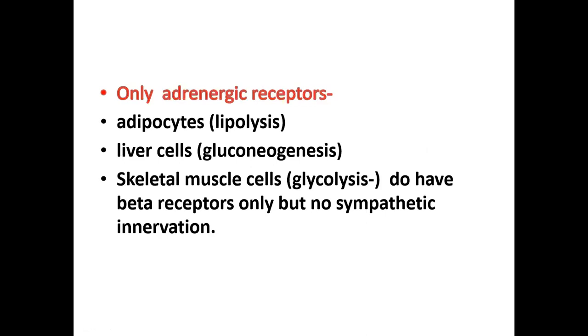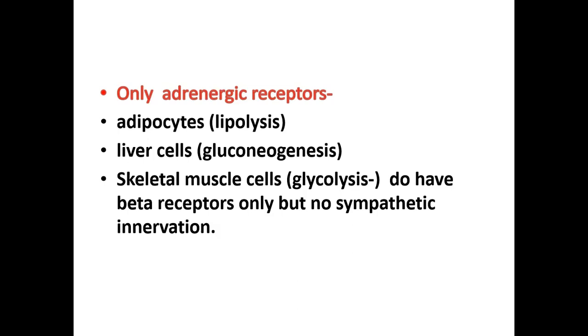Only adrenergic receptors are present in adipocytes. In adipose tissue, there are only adrenergic receptors, which are meant for lipolysis. In the liver, the adrenergic receptors present in the liver cells are helpful in gluconeogenesis. Then the adrenergic receptors present in the skeletal muscles are helpful for glycolysis. They have beta receptors only, but no sympathetic innervation is seen.